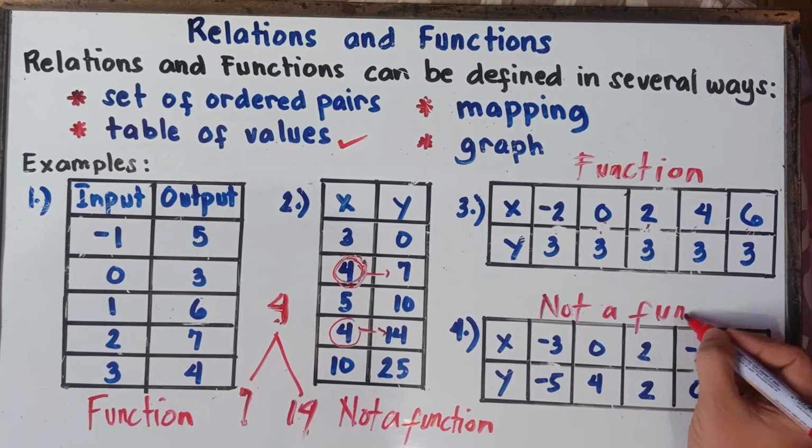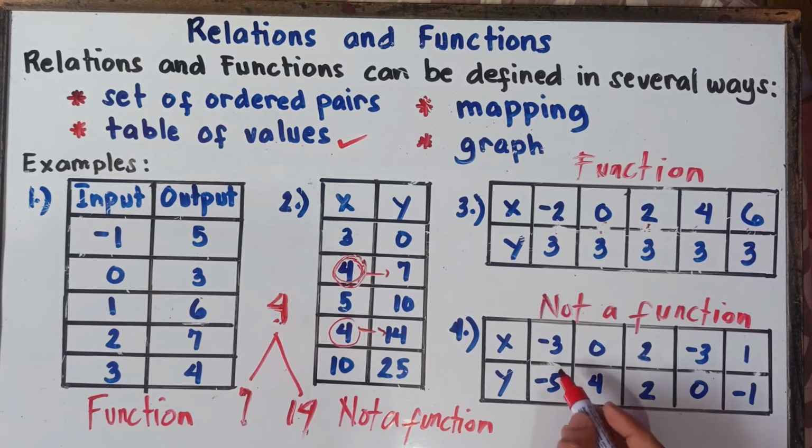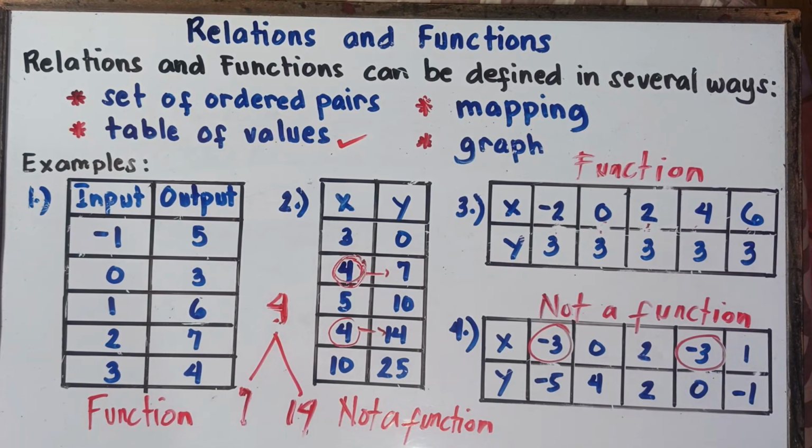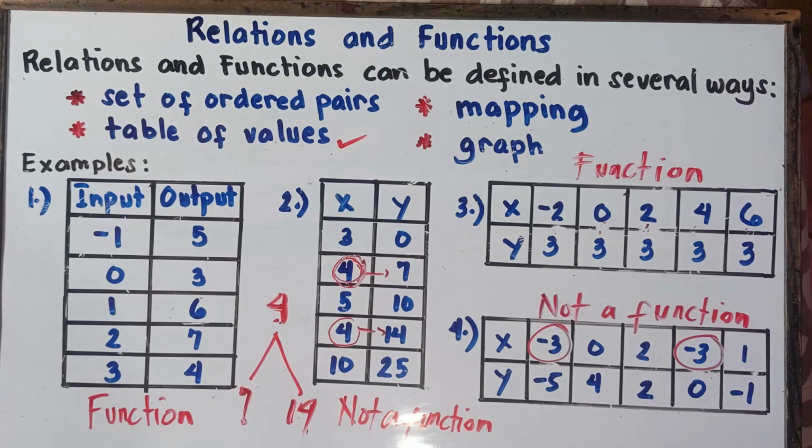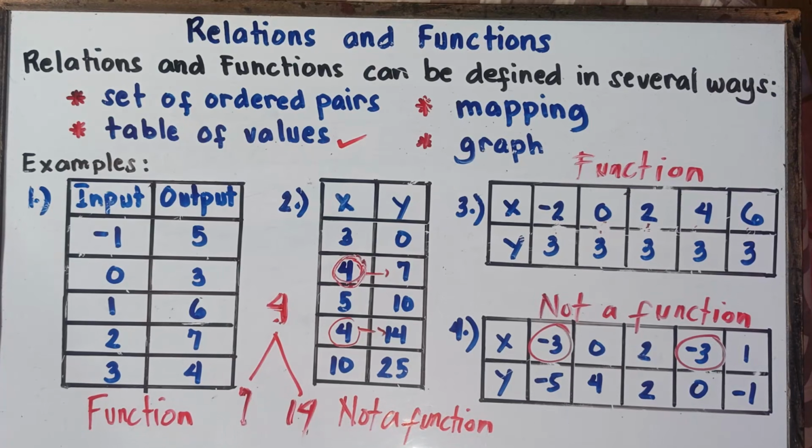Or the easy way, class, check the x values. The x value is repeating. We have two negative 3s. Therefore, this will not be a function. Easy as that. I hope it's clear for you with regards to the table of values.